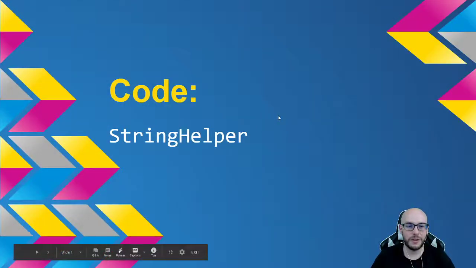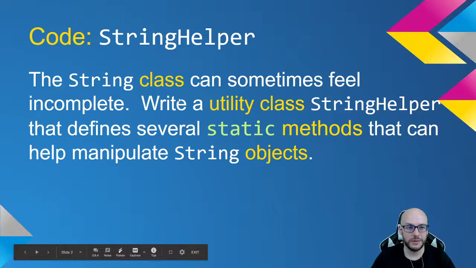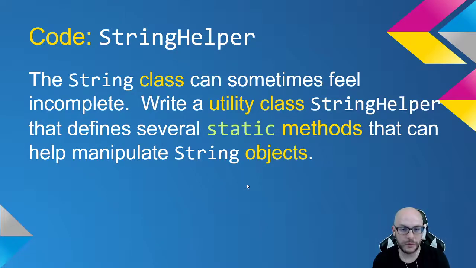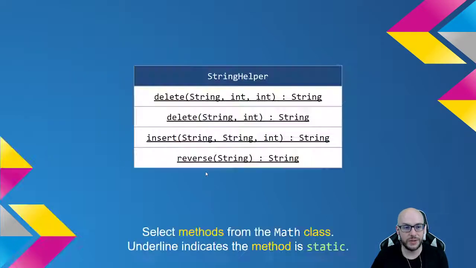So with this, we're going to be coding StringHelper, right? The string class can sometimes feel incomplete. We're going to write a utility class. We just learned what a utility class was. That is a class that consists of nothing but static methods. This class is going to be called StringHelper, and it defines several static methods that can help manipulate string objects.